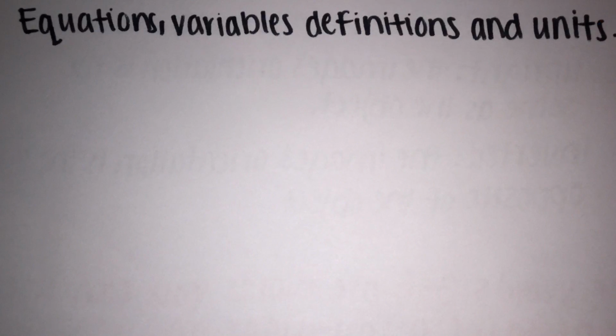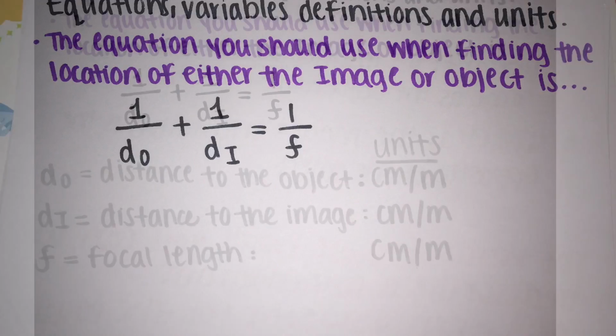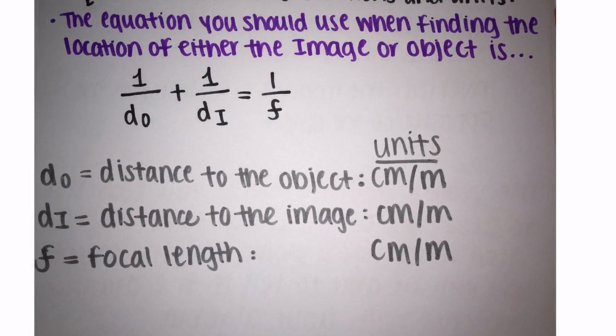Equations, variables, definitions, and units. The equation you should use when finding the location of either the image or the object is 1 over dO plus 1 over dI equals 1 over F. dO stands for distance of the object and the units are centimeters or meters. dI equals the distance of the image, the units are centimeters or meters. F is for focal length and the units are centimeters or meters.